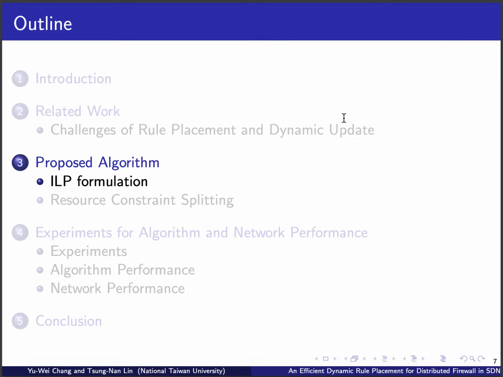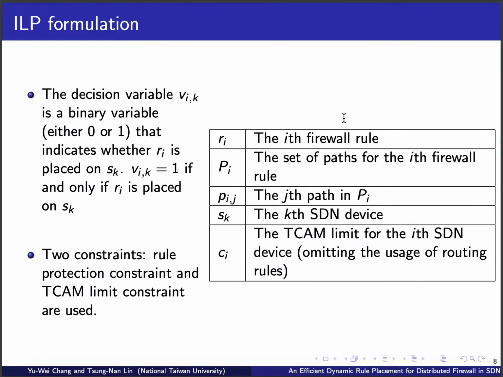Okay, and this is our proposed algorithm. In our integer linear programming formulation, we have a decision variable, that is v_ik, and this is a binary variable that indicates whether a rule Ri is placed on a switch Sk. v_ik is equal to 1 if and only if Ri is placed on Sk. And there are also two constraints, the rule protection constraint and the TCAM limit constraint.